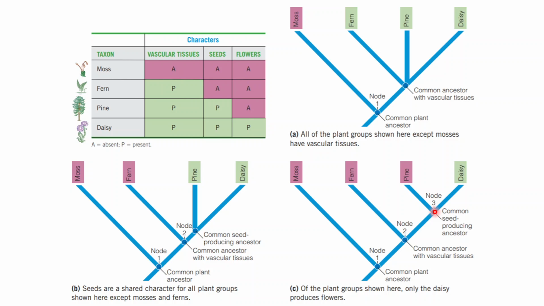The distance from the base of the tree indicates the relative time of divergence. For example, the farther a node is up the tree, the more recent the time of divergence. In our example, node 3 represents the most recent divergence and node 1 represents the most ancient divergence. Thus, the daisy is more closely related to the pine and more distantly related to the fern.